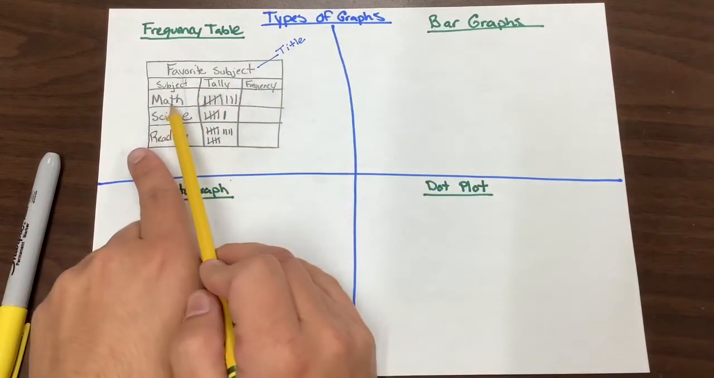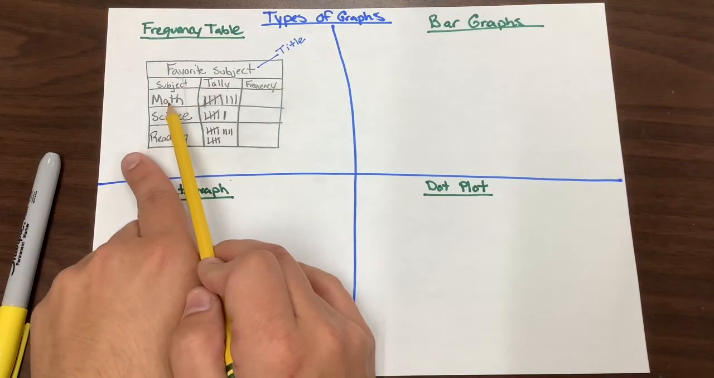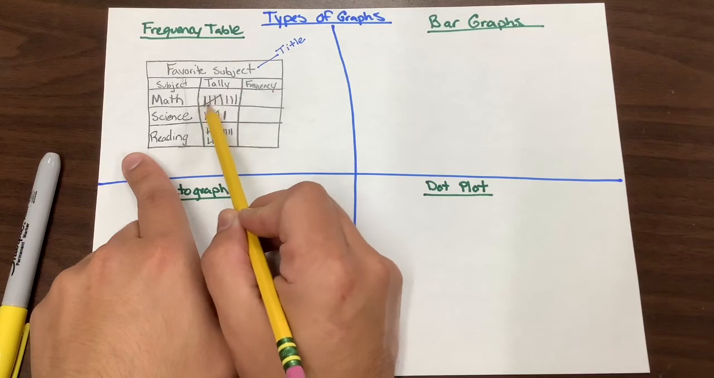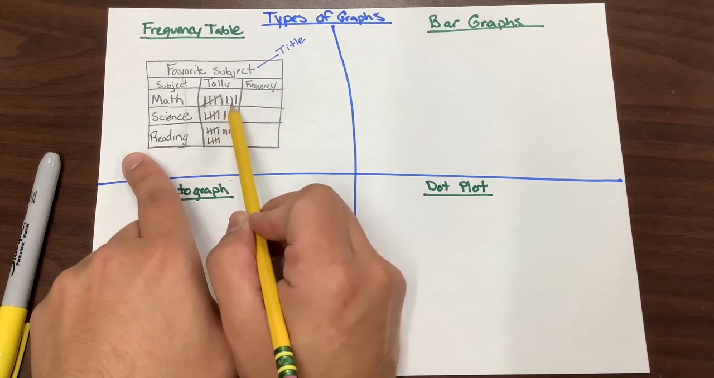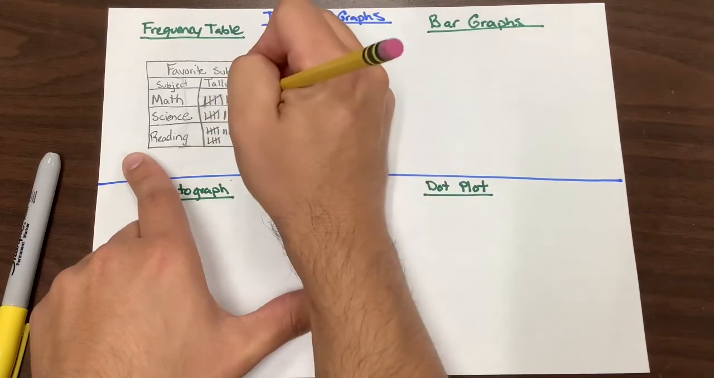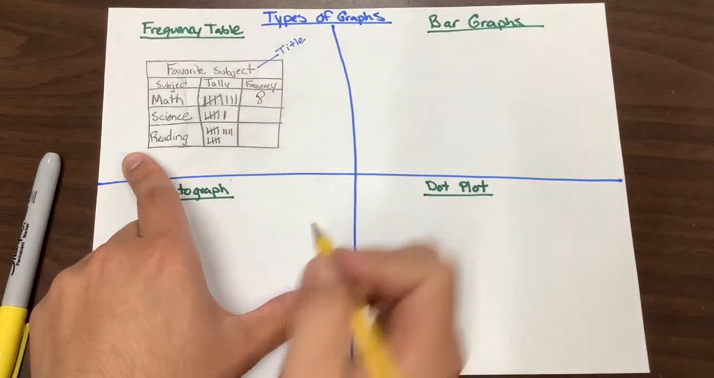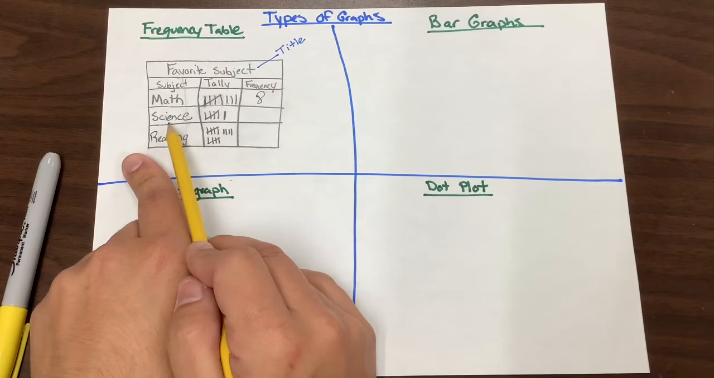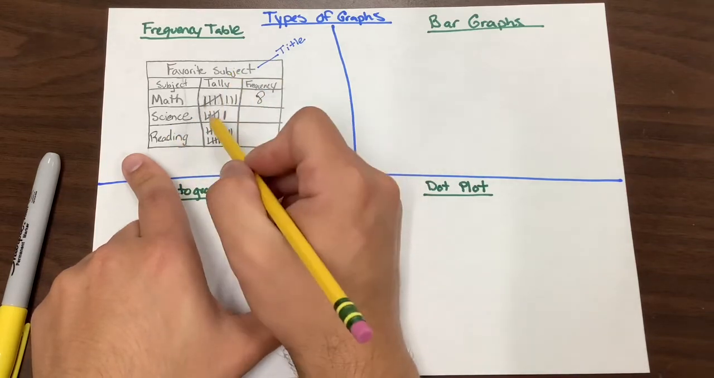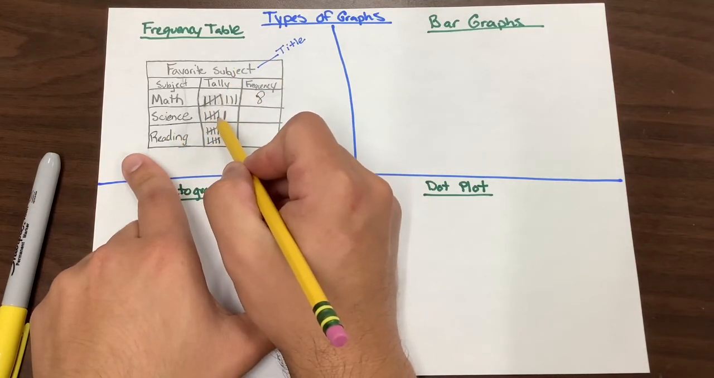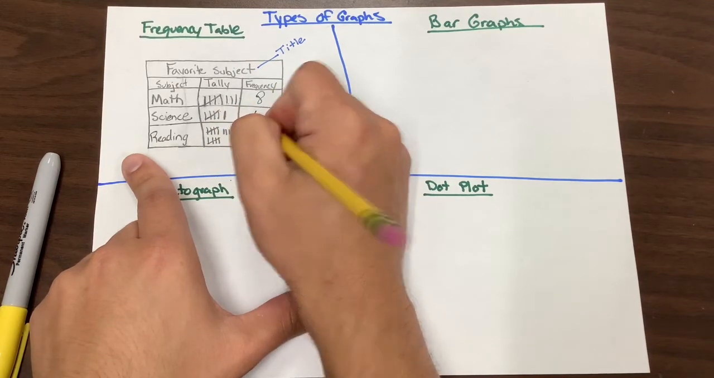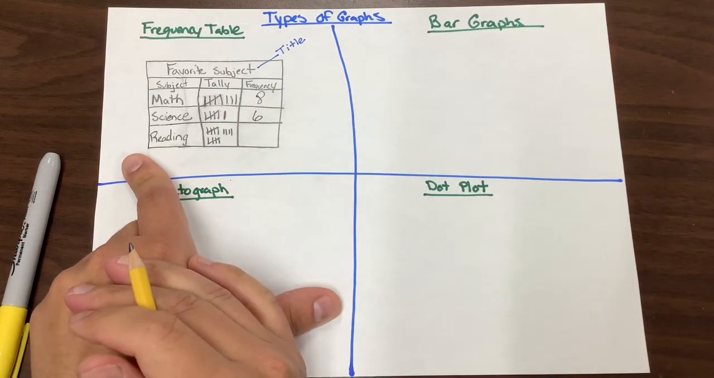So let's see, how many students chose math? I see 1, 2, 3, 4, 5, 6, 7, 8. So 8 students chose math. Let's see how many students chose science. 1, 2, 3, 4, 5, 6 students chose science.